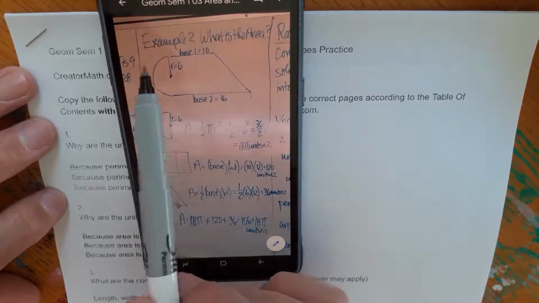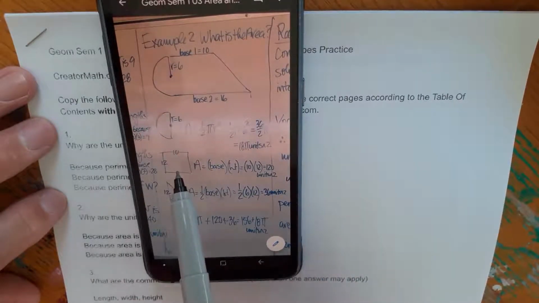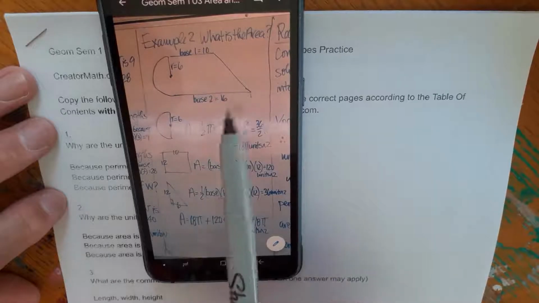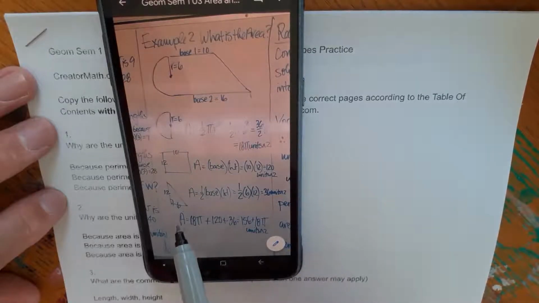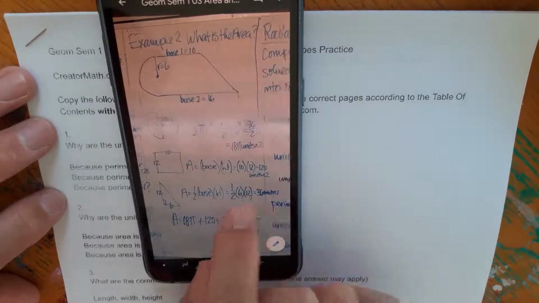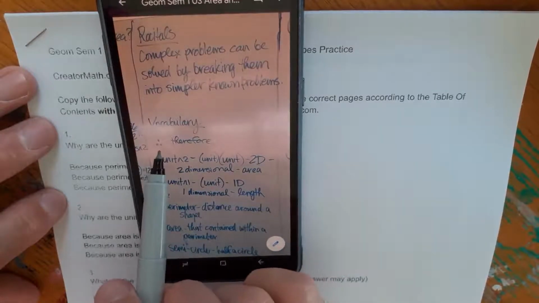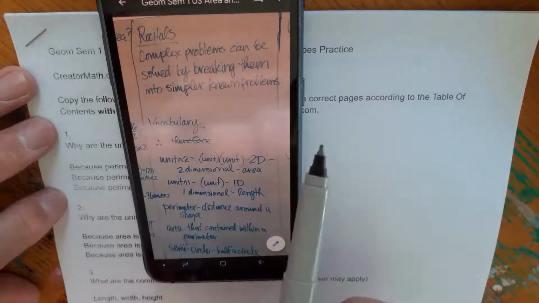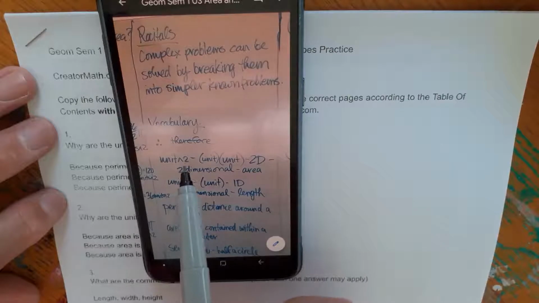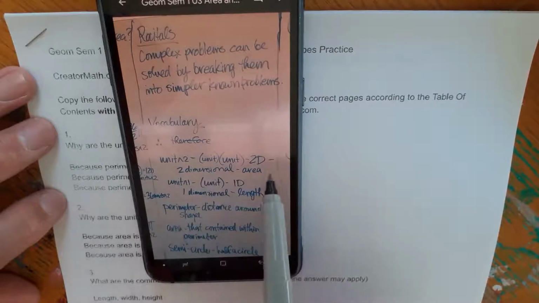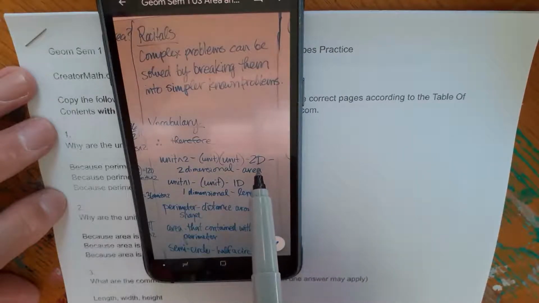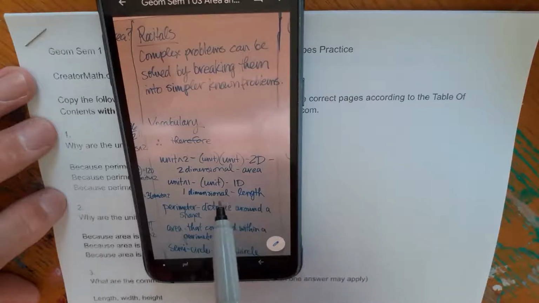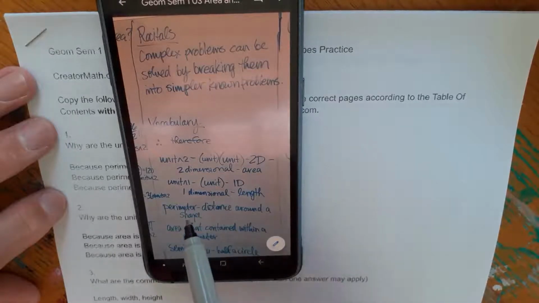Here's some irregular shapes where there's a semicircle, a rectangle, and a triangle. And by finding the area of each one and adding them up, we can find the area of an irregular shape. Vocabulary: these 3 dots mean therefore. Area is units to the power 2, which is unit times unit, and it is a 2-dimensional shape. 1 dimension is a length, and 3 dimensions would be 3D, or unit to the 3rd power.